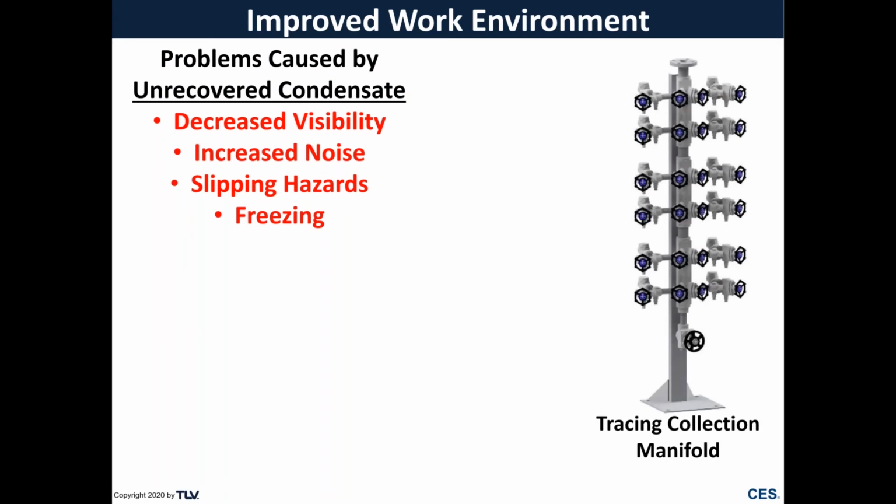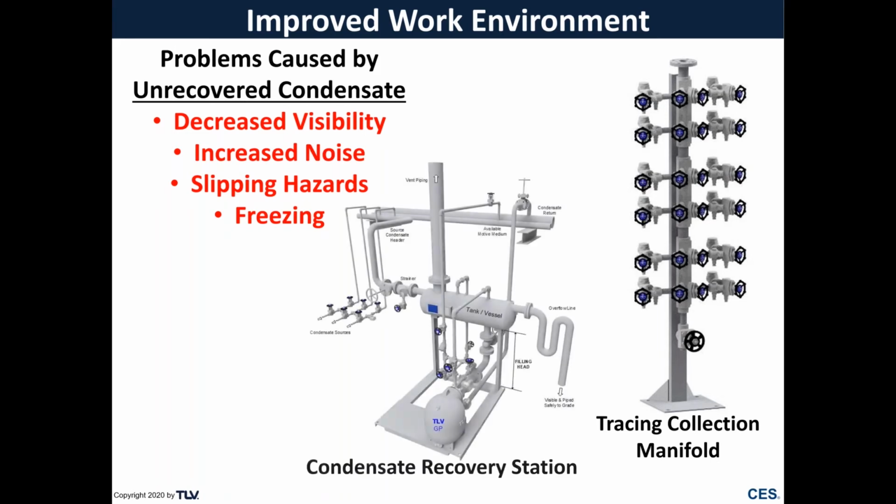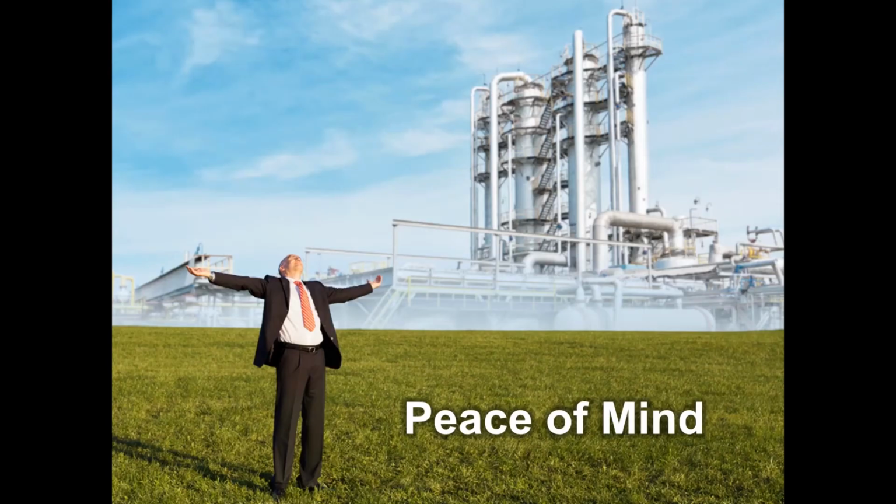So how can we take care of these problems caused by the unrecovered condensate? Well, we can utilize things like tracing collection manifolds to collect those tracing lines, which are very prevalent in many plants and are often discharged to grade. We can collect those and return those to a common header. And we can also use condensate recovery stations. These things ultimately give us and the people working inside our site peace of mind and a safer work environment.